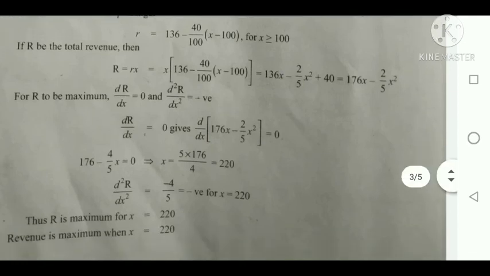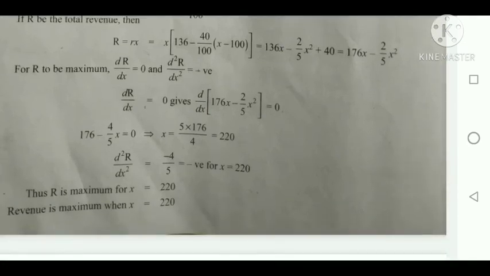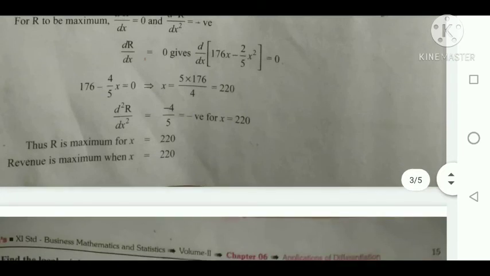Now we have to find dR by dx as well as d square R by dx square. After finding these, we check whether it is a maximum or minimum. If it is negative, it is a maximum. Therefore here d square R by dx square is minus 4 by 5. So R is maximum for x equal to 220, because we found the value of x is 220. Then revenue is maximum when x equal to 220.